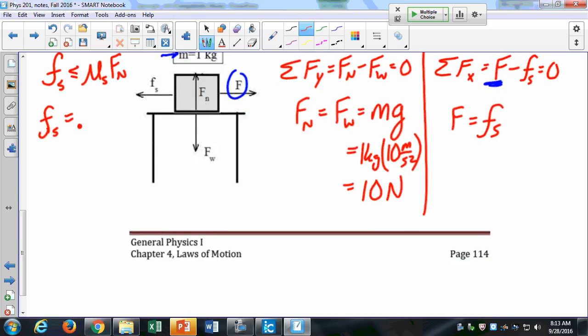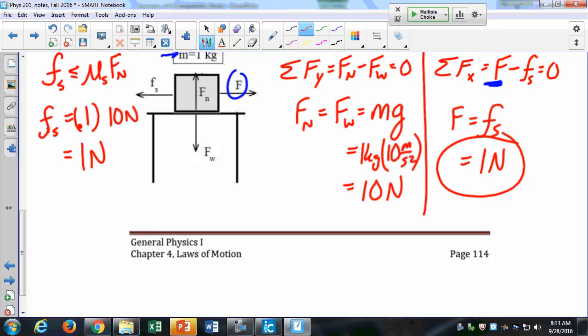It's equal to 0.1 times my normal force, which is 10 newtons, or that's equal to 1 newton. And then I know that this is equal to 1 newton. So that's my answer there.